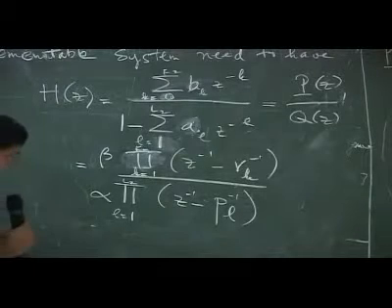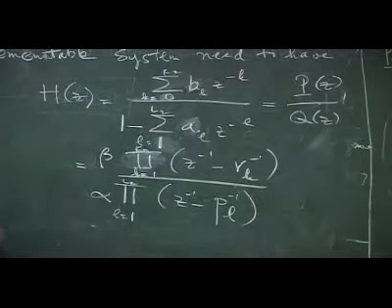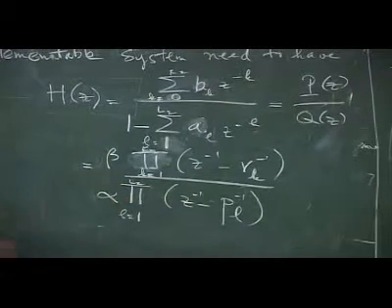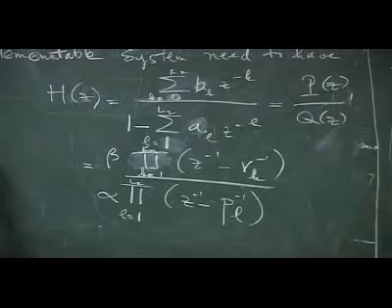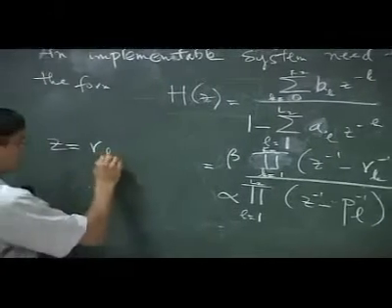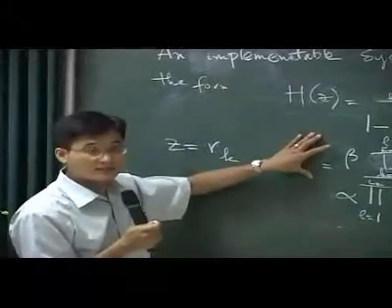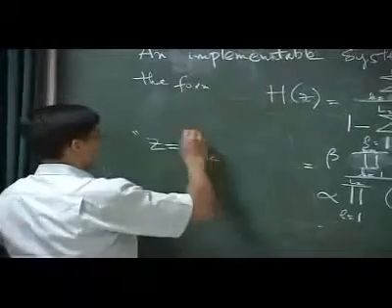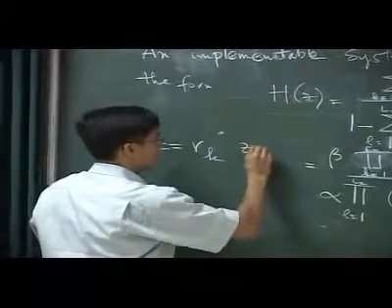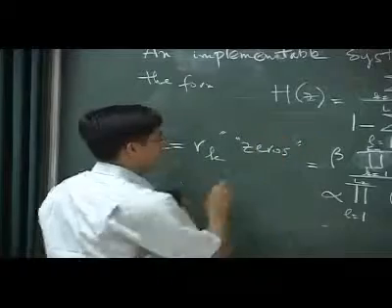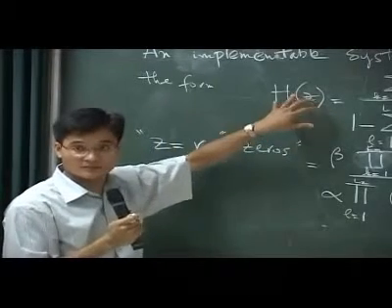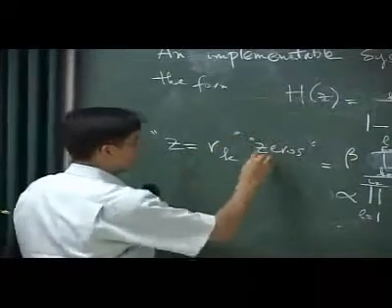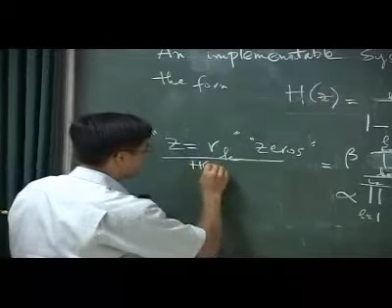So I have these two polynomials. These two polynomials are telling me that when z is equal to one of these r_k, this thing goes to 0. This thing here is called the zero of this transfer function, of this H(z). So zeros mean where the numerator A(z) is equal to 0.